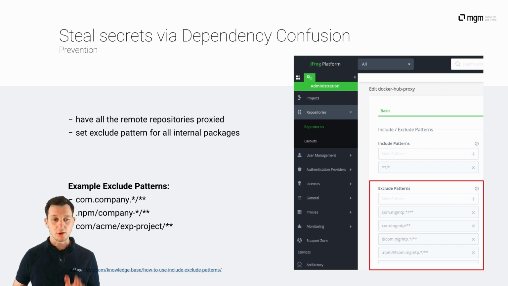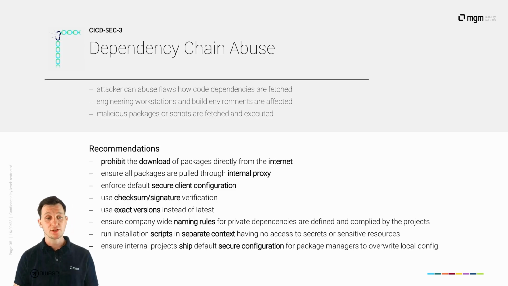Okay, so what are the recommendations? First of all, you should prohibit the download of packages directly from the internet for your build system and also for all your engineering workstations. You should ensure that all the packages are pulled through internal proxies, like in this case here through JFrog or the factory. And this is more an IT thing, but you should enforce that developer workstations are shipped with a secure client configuration by default.